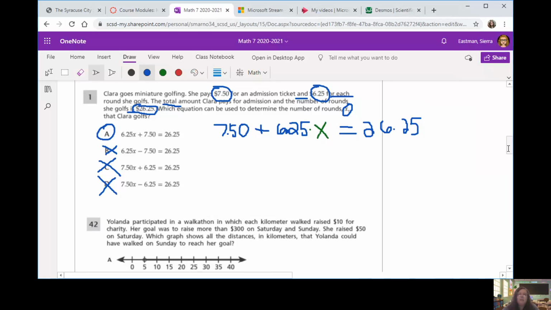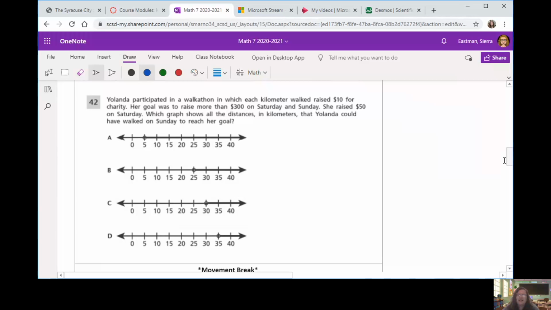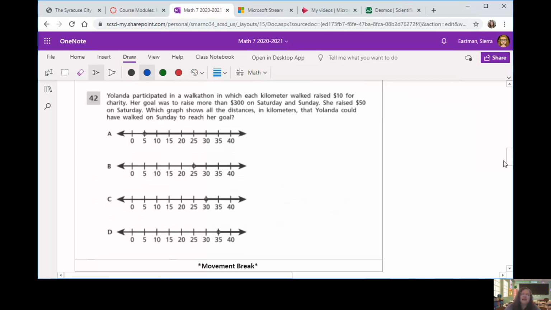All right. One last question. This is going to mix in a little bit of our inequalities. So I'm hoping it's not too challenging, but let's go ahead and practice. Yolanda participated in a walkathon in which each kilometer walked raises $10 for charity. Automatically, I'm seeing that word each, and I'm seeing $10. Her goal was to raise more than $300. Those are some more key pieces.